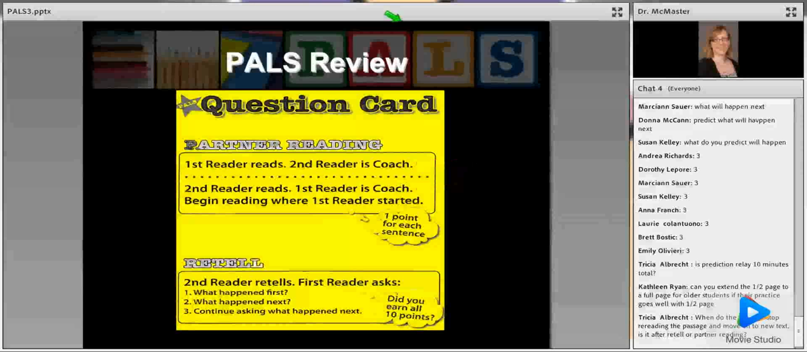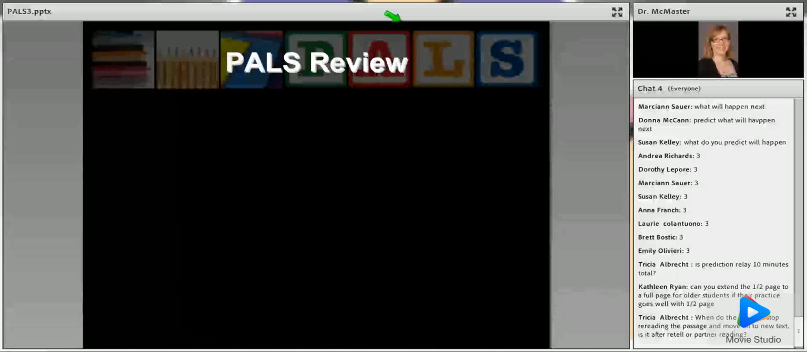This is where the first reader reads for 5 minutes, and the second reader reads the same text for 5 minutes. They retell what they just read, so there's no additional text read for retell. They are retelling what they did during partner reading. But that's the only time that they read the same text. After that, they're always reading new text. So in paragraph shrinking, the first reader reads new text and does their summarizing. The second reader also reads new text and summarizes. So after partner reading with retell, there's no repeating of text.